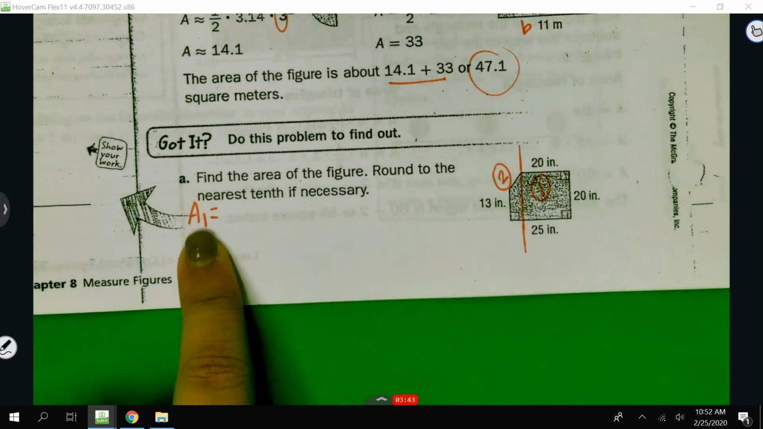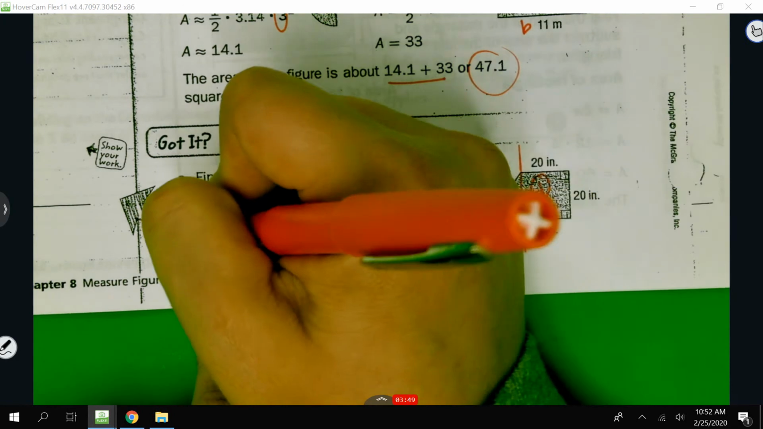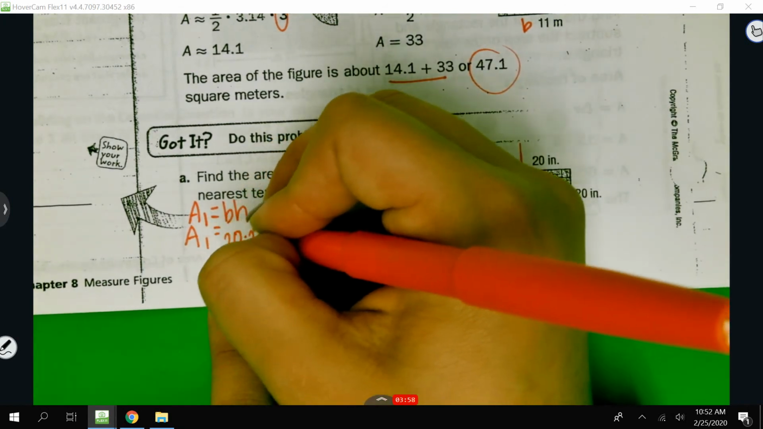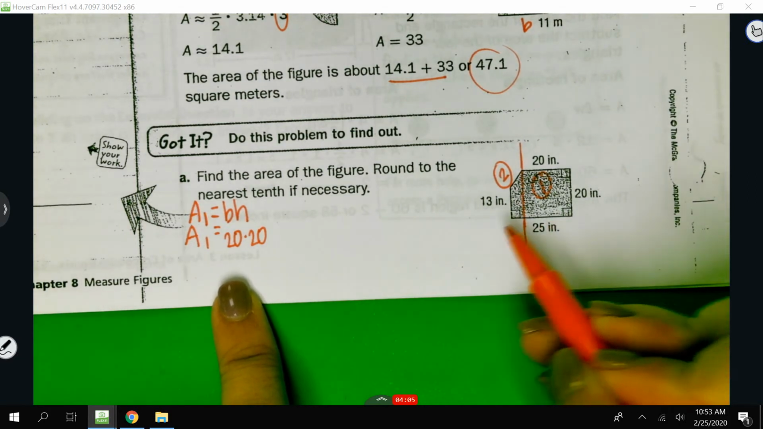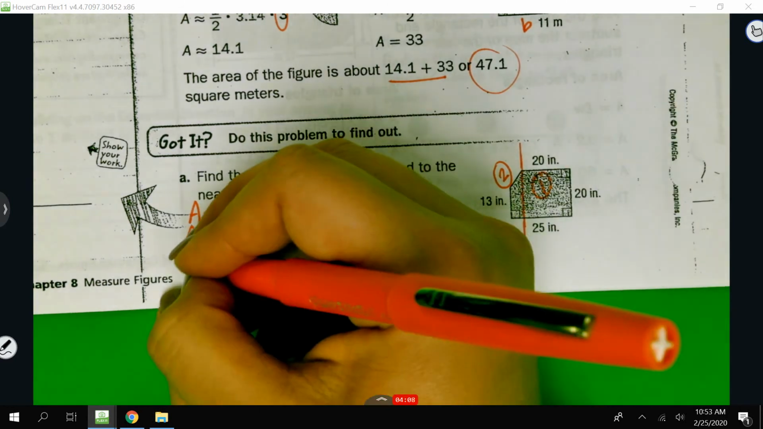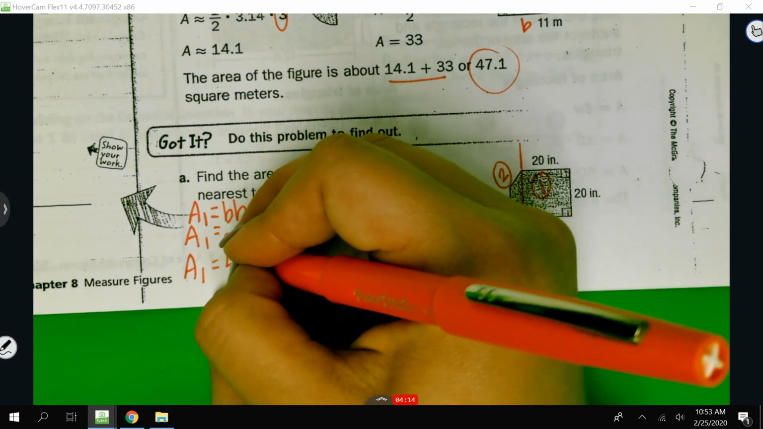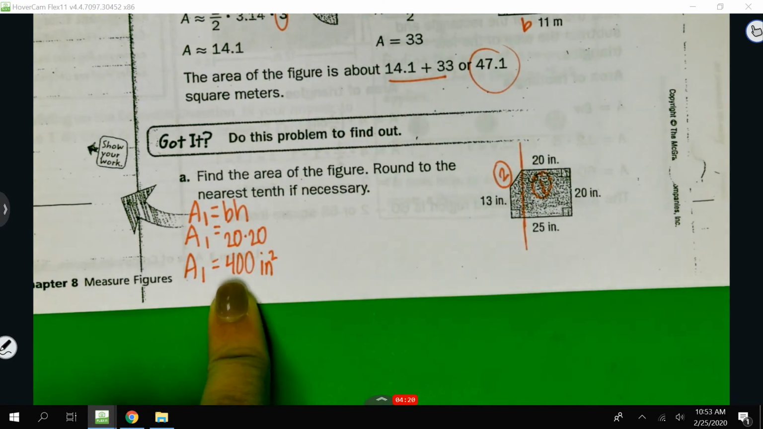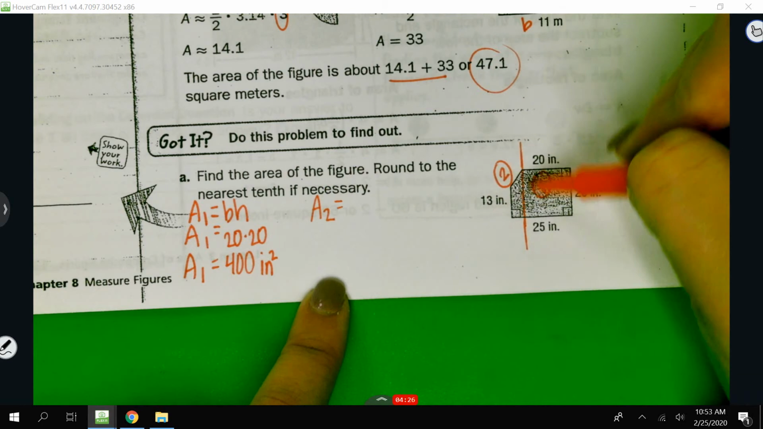So again, I'm going to say A1. So A1 is going to be my work for the square, which is just base times height or length times width. So what are those two numbers for my square? 20 and 20, right? It is not 25 because this 25 is talking about the whole long side of the bottom. Your square is the 20 and the 20. So what is that final area? 400 square inches, right? But remember, that is just of the square. So now I need to go back and I need to find the area of my trapezoid.